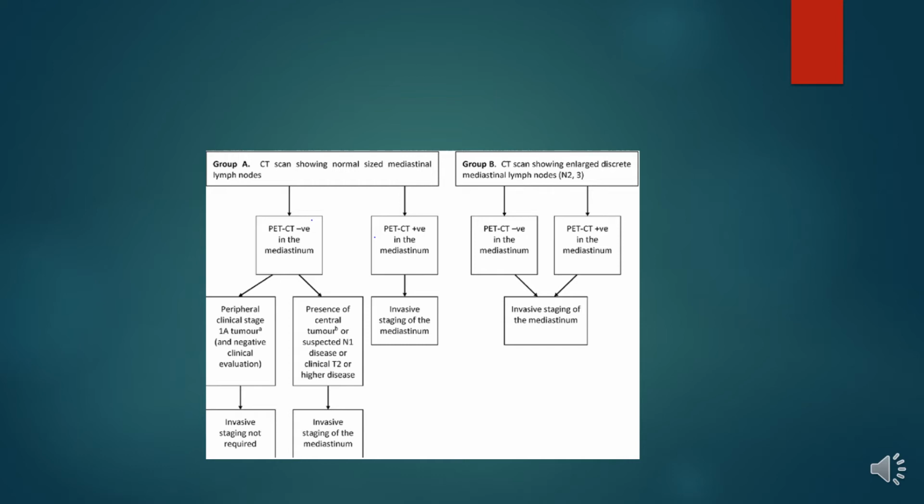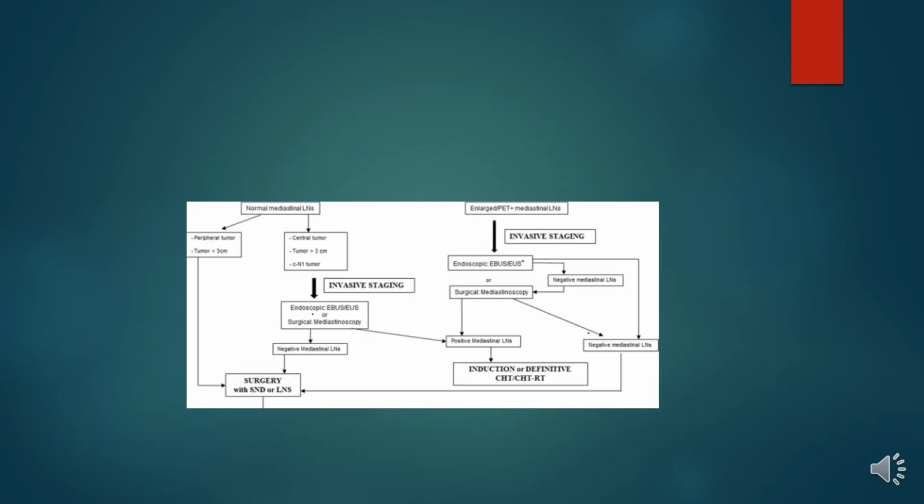The N1 nodes are considered to be ipsilateral hilar, peribronchial and intrapulmonary, and N2 nodes are ipsilateral mediastinal and subcarinal, and N3 nodes are contralateral mediastinal or supraclavicular lymph nodes. The invasive mediastinal staging is often used in N2 and N3 disease, and the induction therapy can be offered or a definitive dose radiation therapy in addition to a surgical resection may be appropriate.